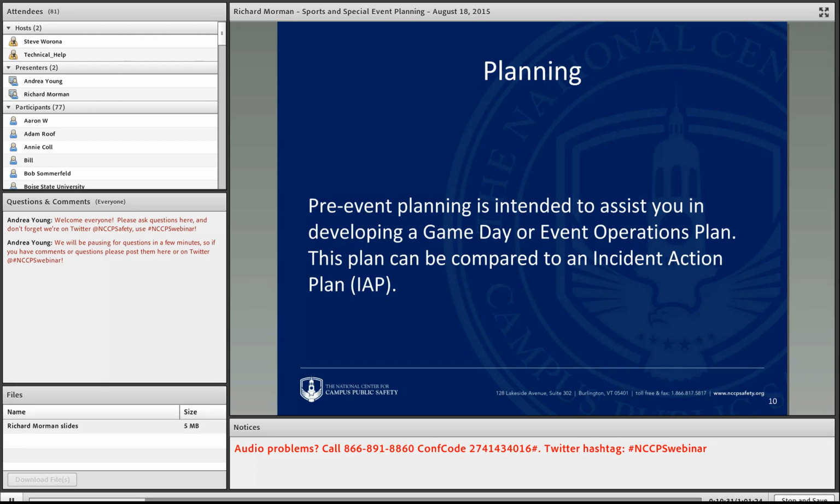If your university has a large emergency operations plan, or maybe just the venue itself has an emergency operation plan.